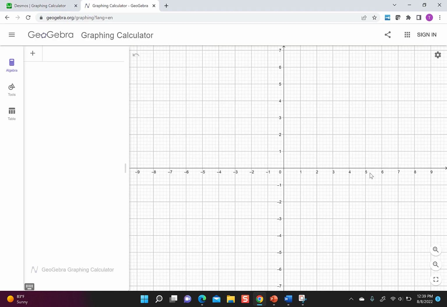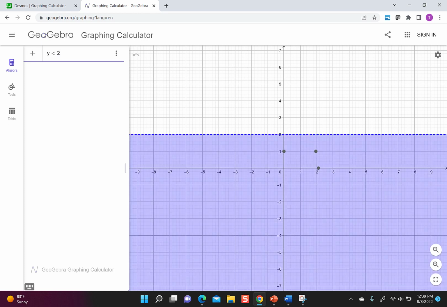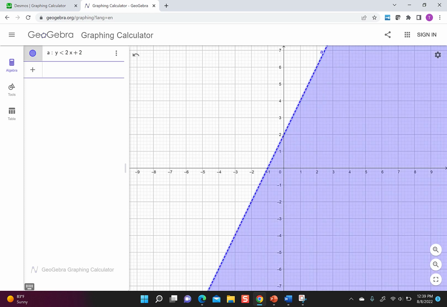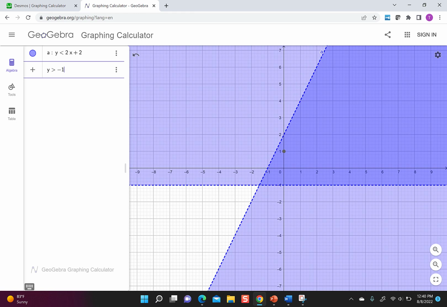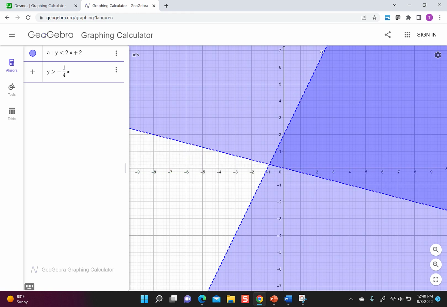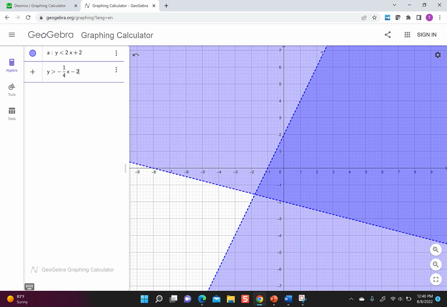A second graphing calculator I really like is called GeoGebra, and I'm just going to graph the same thing and show you the slight difference I see when I put it in here. So I had y is less than 2x plus 2. I had y is greater than negative 1/4 of x minus 2. And at first, it looks completely the same as what we did in Desmos, but there's this other part that's different. It gave a letter to each of the inequalities.